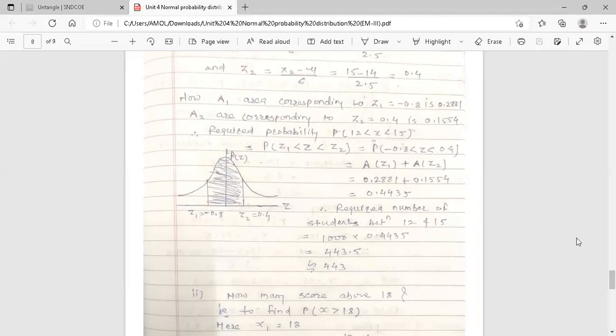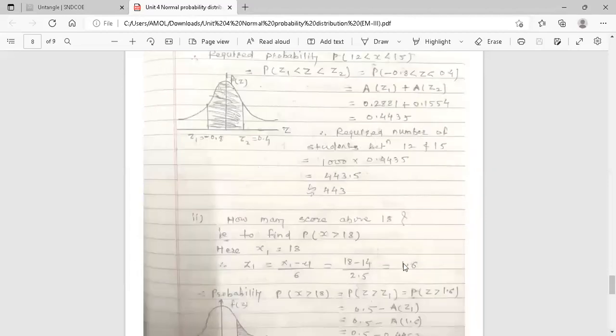Now the next sub question in the same example is, how many score above 18? That is to find the probability of x greater than 18, which means your x1 is 18. Now you convert this x1 in terms of z1, and the formula is x1 minus mu upon sigma. Now your x1 is 18, the mean mu is 14 and sigma is 2.5. The mean and standard deviation are the same for all sub questions. So put mu and sigma as 14 and 2.5 respectively, and x1 is 18 because we find how many score above 18. If we simplify it, it is 1.6.